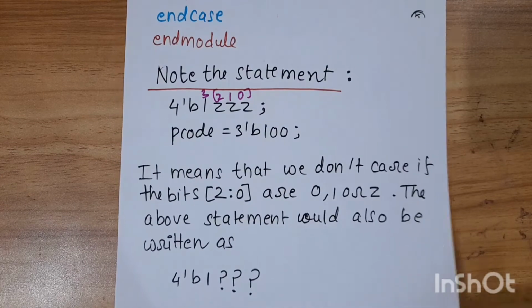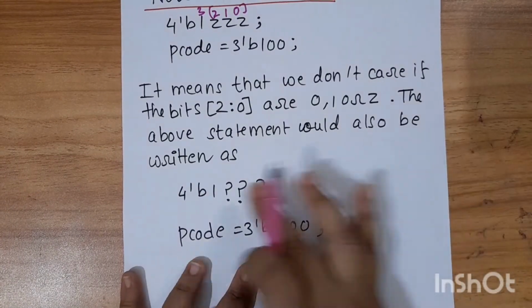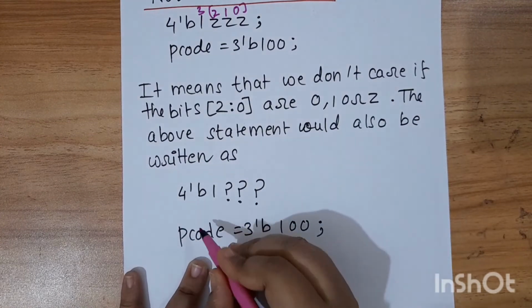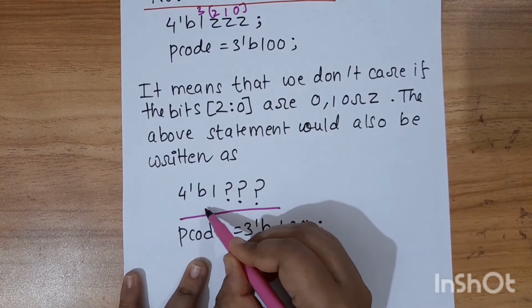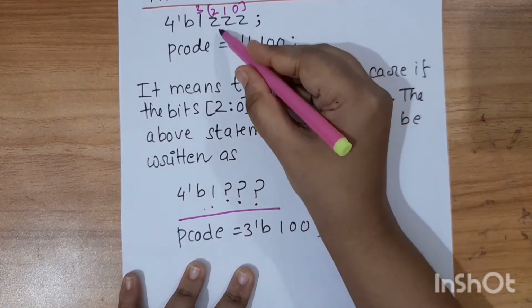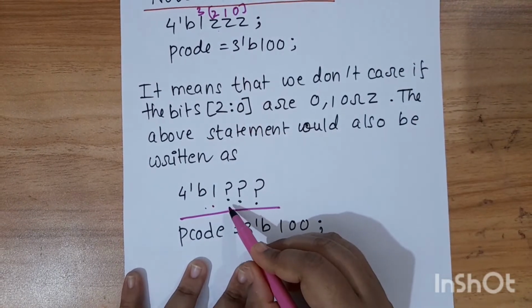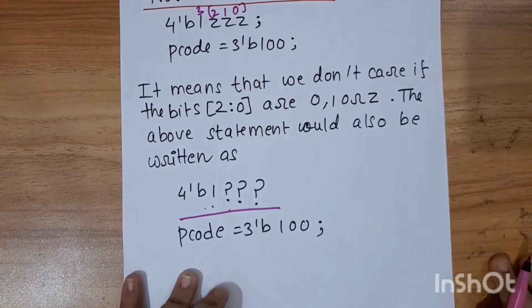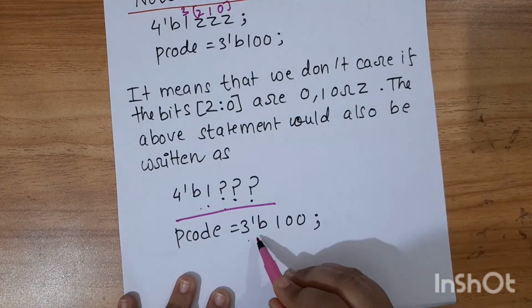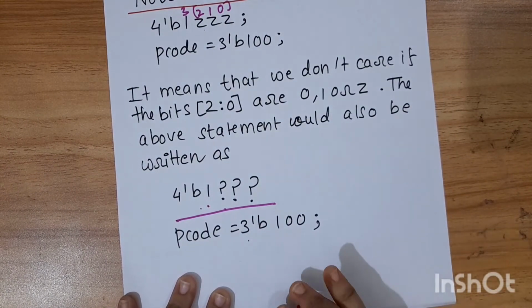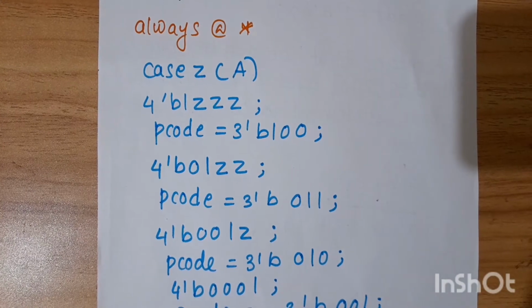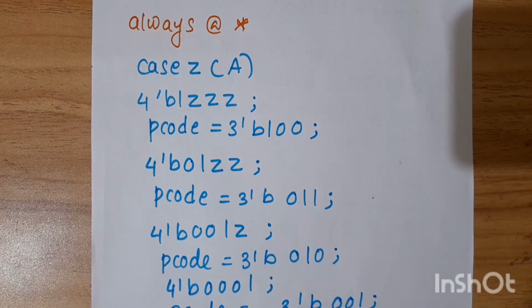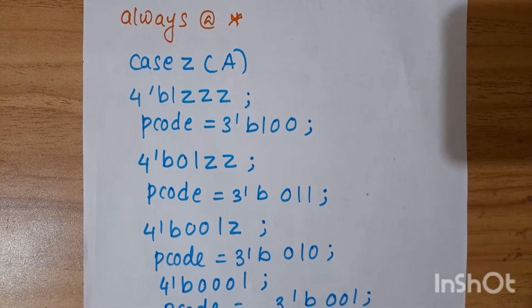And the above statement can also be written this way. 4'b1, instead of Z, Z, Z, I can put question mark, question mark, question mark. It also means the same thing. So Pcode is equal to 3'b100. Please note that all the codes are pseudo code. They are not actual codes.